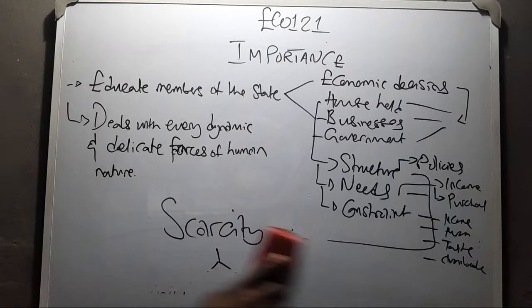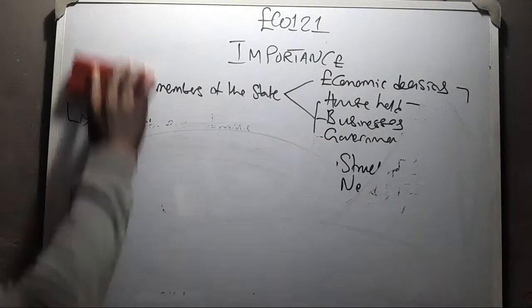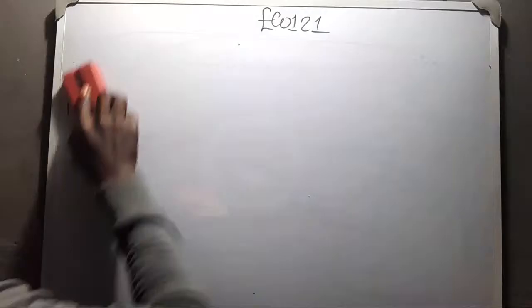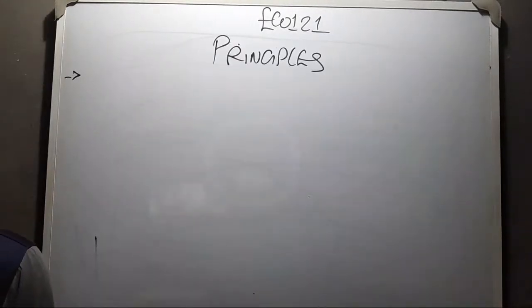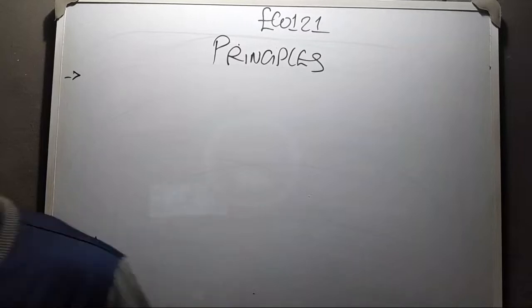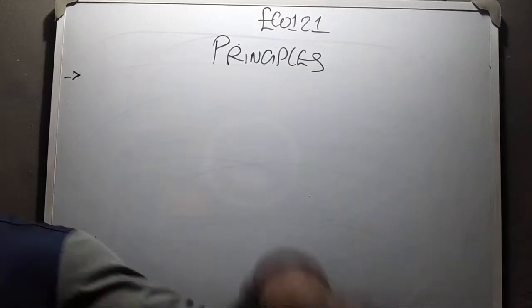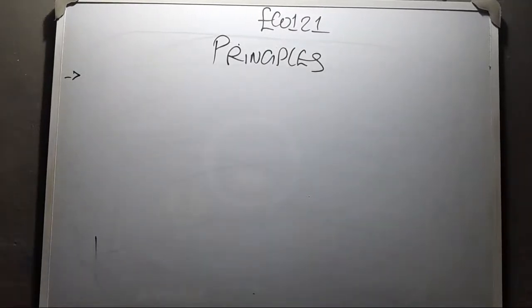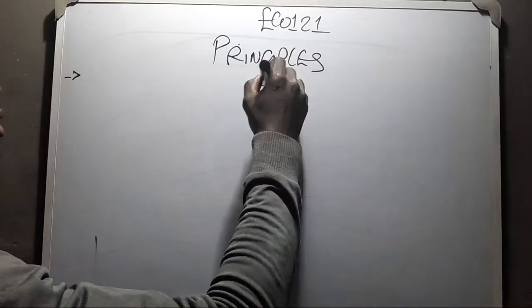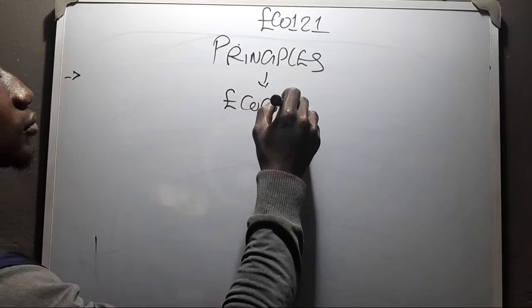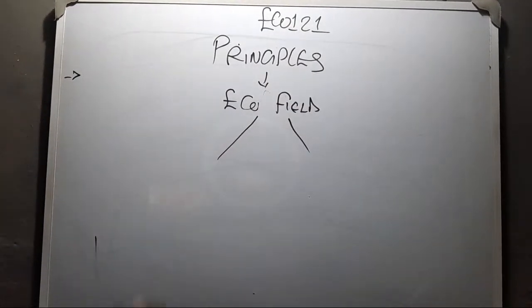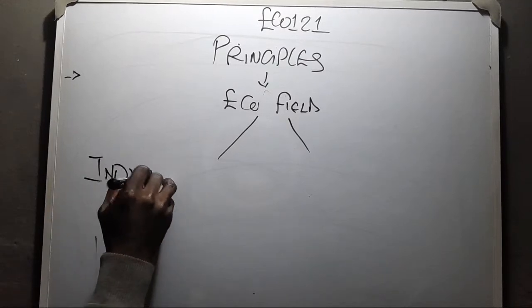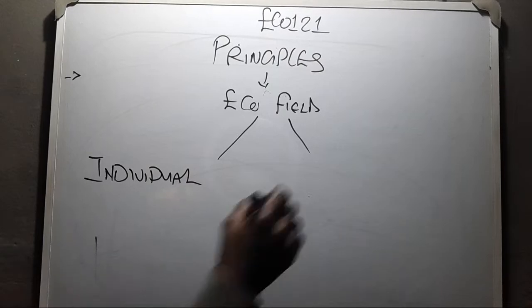Now let's proceed. We are running out of time. Let's proceed to the principles. This field of economics is divided into two main areas: we have the individual, and we have society.